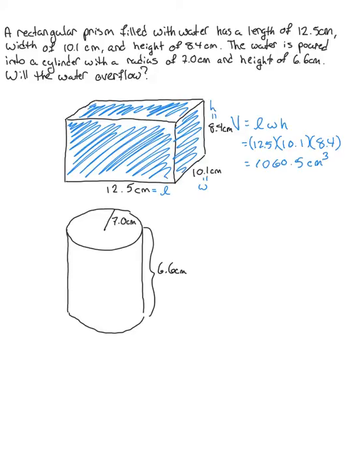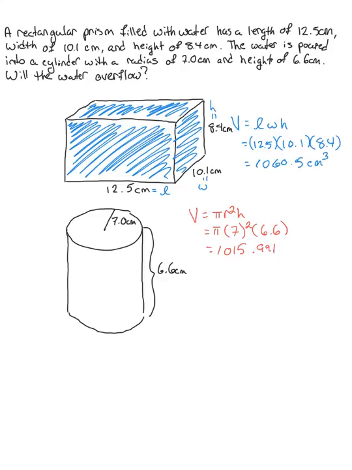Now the question is, how much water can fit in the cylinder? Well, let's calculate that out. The volume of a cylinder is the area of the base, which is a circle, times the height. So that is going to be pi r squared, which is our 7 centimeters squared, and our height is 6.6. When you multiply that all together, you're going to get 1,015.991.